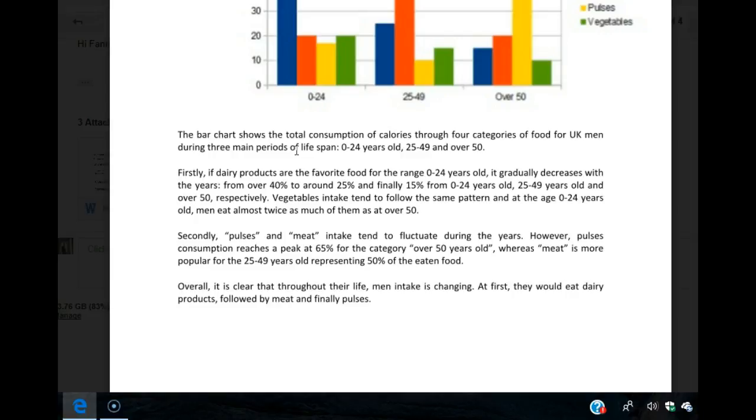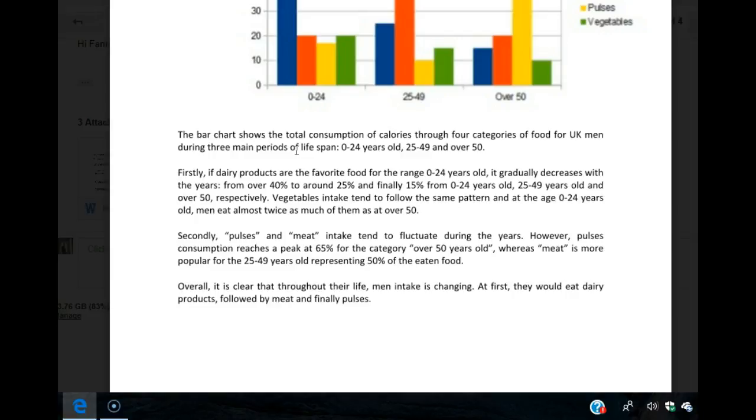Now, this is something that a lot of people have like a misunderstanding with. This isn't really a dynamic bar chart. And what do I mean by that? I mean that even though you've got these 3 different age groups, we're not talking about changes over time. It's as if the people who conducted this survey found a group of 0 to 24-year-olds and asked them, what do you like to eat? And the same thing for 25 to 49-year-olds and over 50 years old. But they're not the same people.